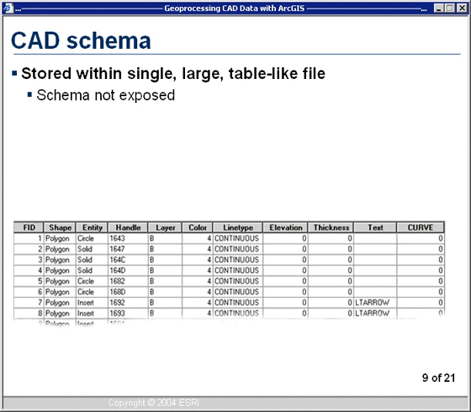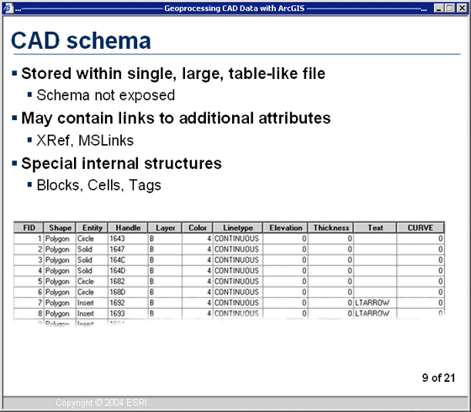In addition to not being exposed, there may be other structures or schema relationships embedded in CAD that you may need to know about. For example, we discussed external references, things such as MS links or XData, which may contain additional attributes that you need to use. Further, there might be special internal structures within that CAD schema, blocks, cells, tags, etc.